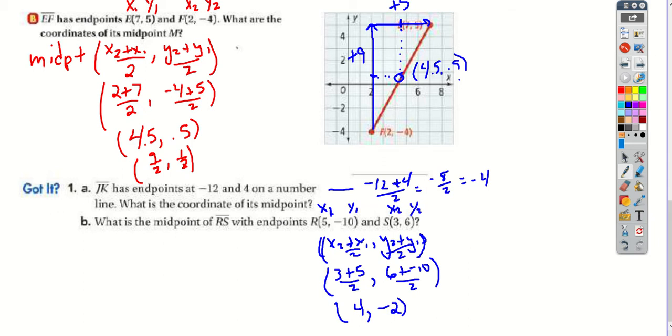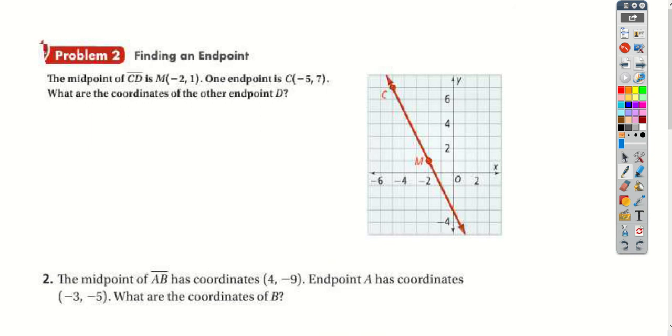All right, so this is the other variation that they could ask, which is kind of finding an endpoint. The easiest way for me to do this is to essentially just use a leapfrog method. This is pretty simple when you do this. Just pay attention to which is the midpoint. So we know the midpoint is M.